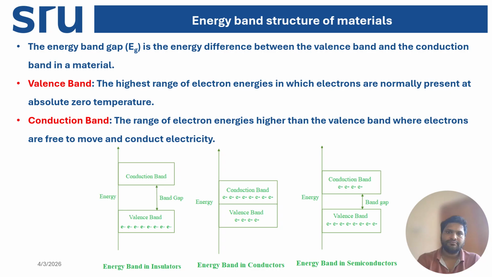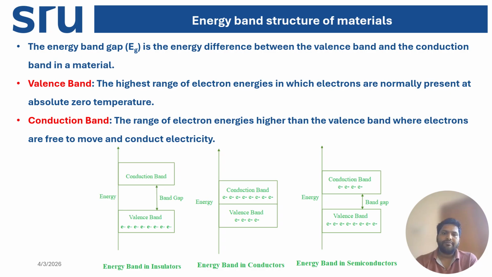So next, we can see that there are three pictures. The first one is the energy band gap diagram of an insulator. In that energy band diagram, we can see that the band gap of an insulator is very large, approximately 10 electron volts.